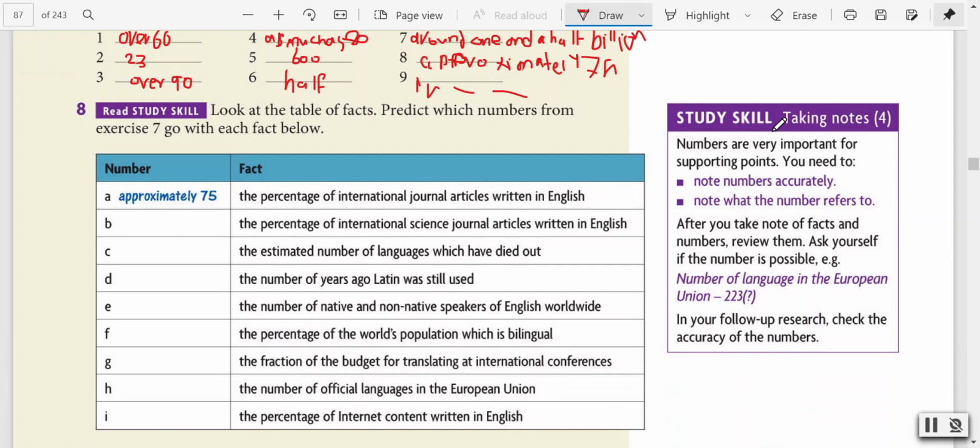In here we have a study skill box about taking notes. Numbers are very important for what? For supporting points. You need to note numbers accurately. Note what the number refers to.